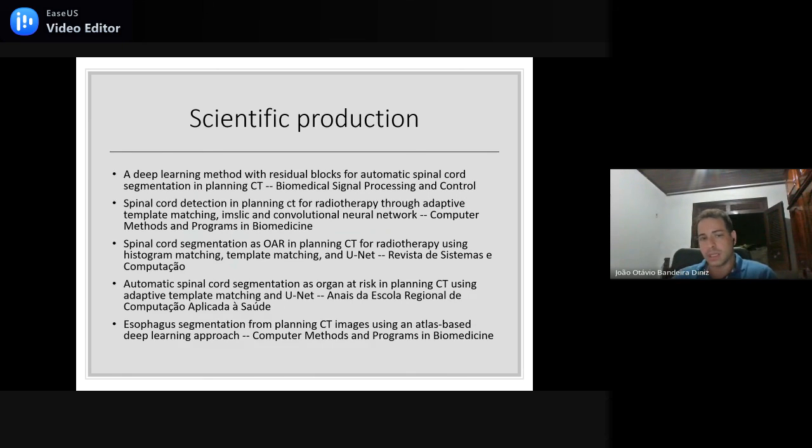Well, as a scientific production related to these methods, we developed five papers, right? Journals, congress, symposiums, and we published, we showed to the community how important our methods are.